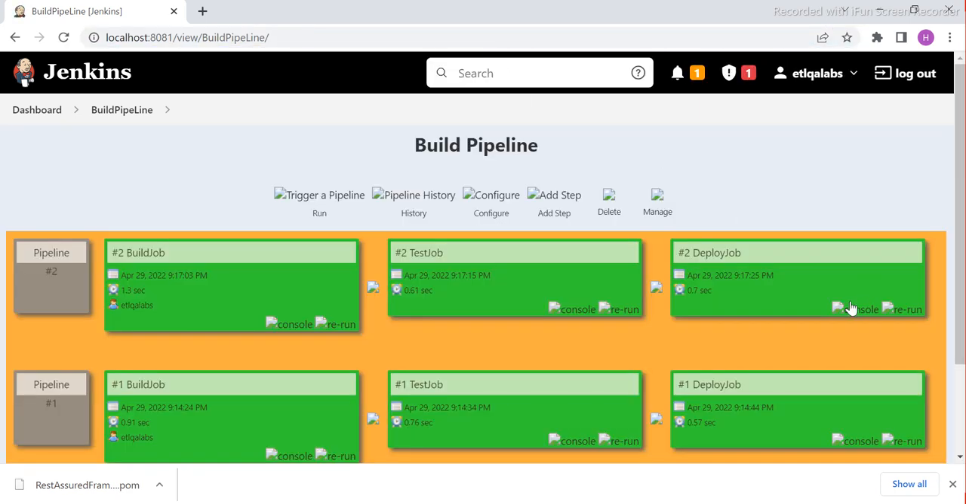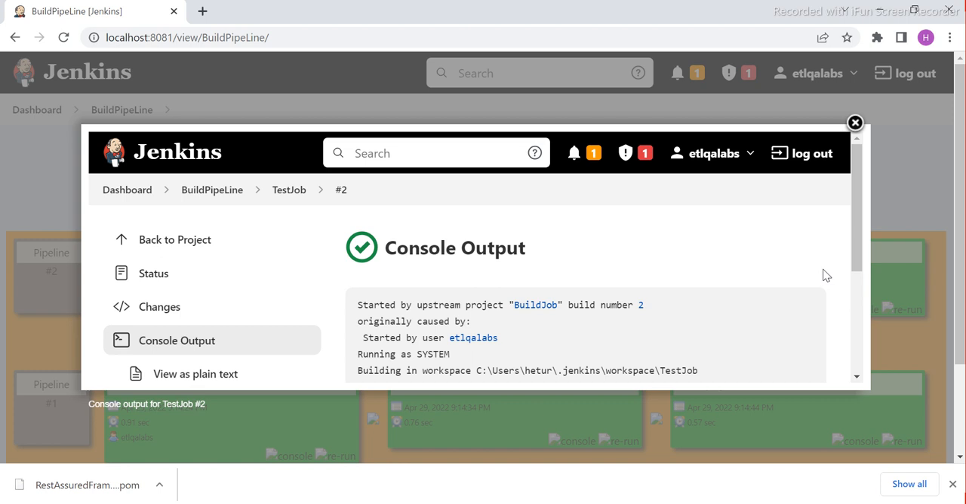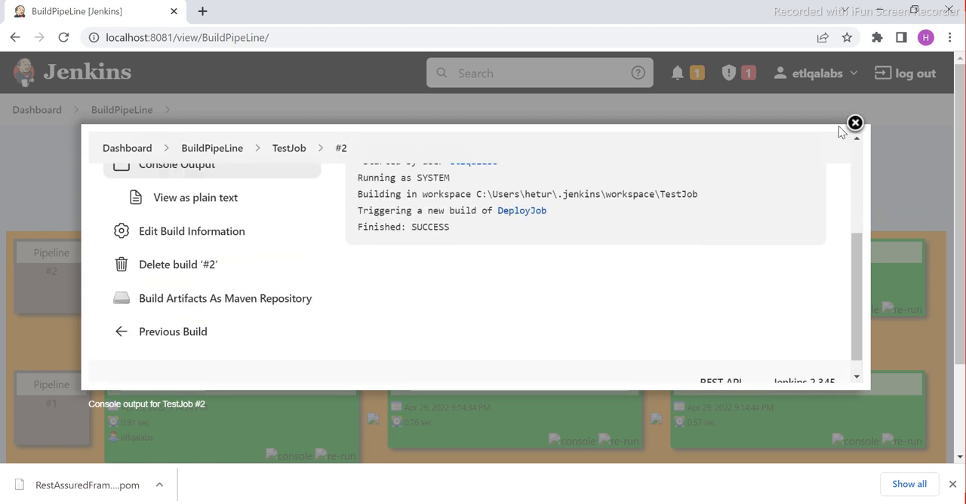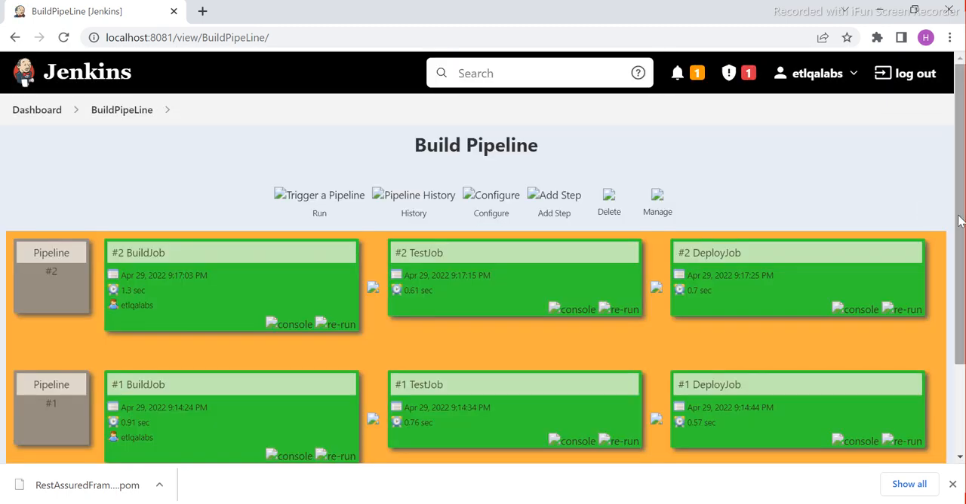Yes, this is also completed, right? And you can also rerun if you want here. You can see the console, what has happened, and whether it is completed. It says the Phoenix success and all those things. So these are some of the Jenkins jobs, guys.